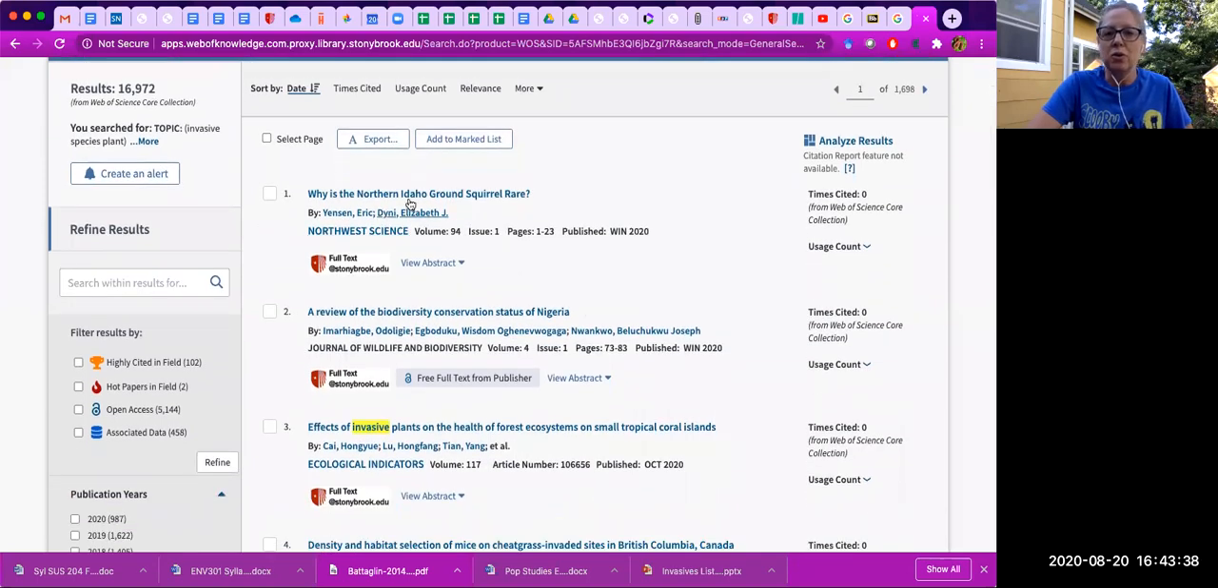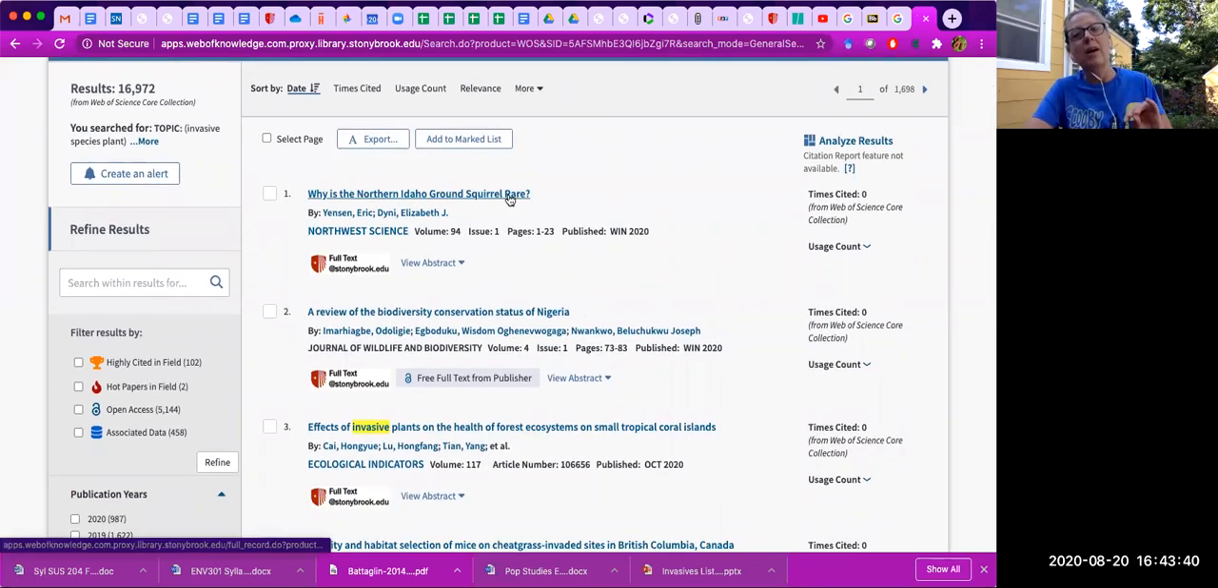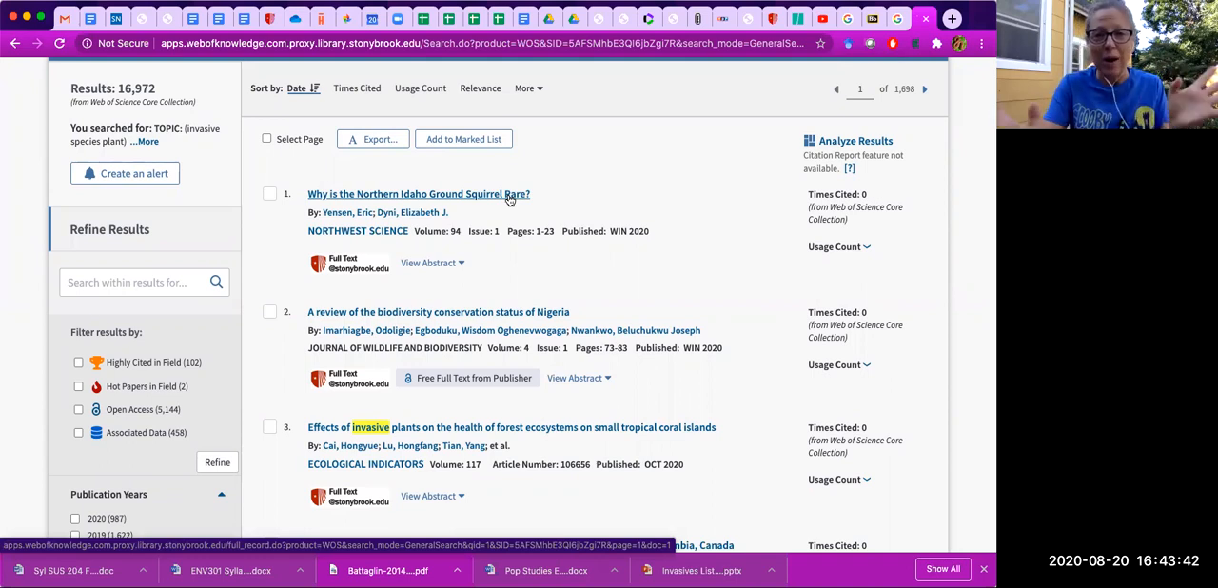Let's see. Why is the northern Idaho ground squirrel rare? Oh my God, I kind of want to click on that, because what is the northern Idaho ground squirrel? I bet it's cute. I'm gonna have to look for one. But that's not where we're going here.